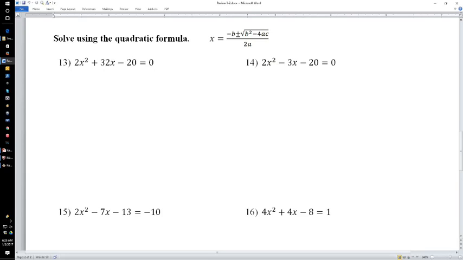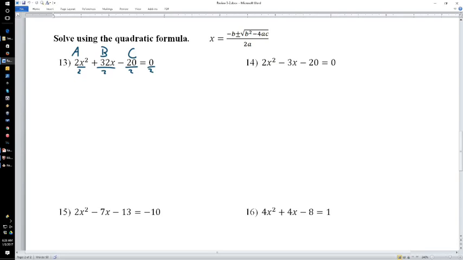So one thing I will say, just a real quick reminder, remember these are a, b, and c. A is in front of x squared, b is in front of the x, c is all alone. But this one, everything can be divided by 2. I'm going to notice that real quick, so I'm going to make life real simple on myself.